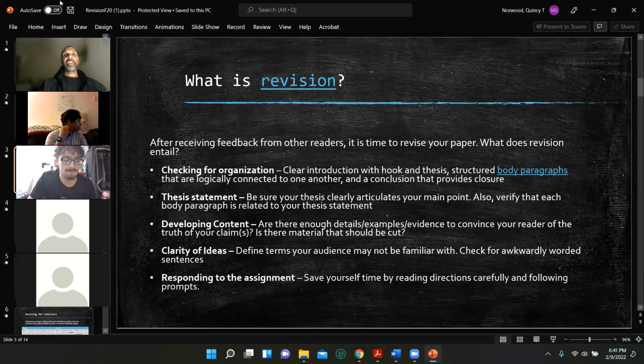We're just going to skip thesis statement because we're going to come back to that for our comment essay. All right, developing content. Are there enough examples, details, evidence? That's going to come later, but for now, we just need details and examples. And then, is there material that needs to be cut?